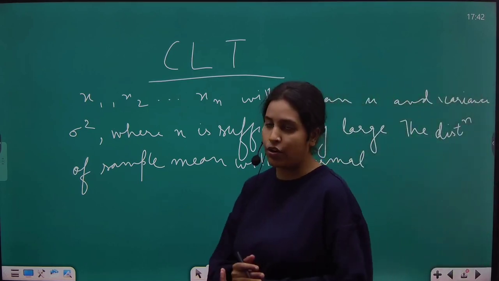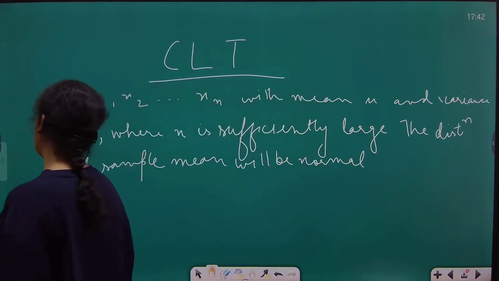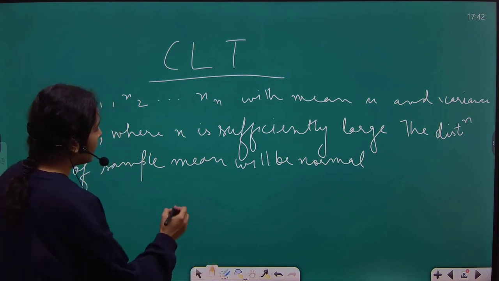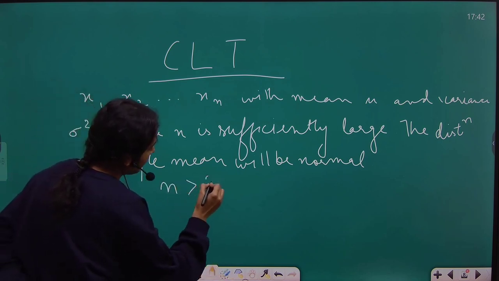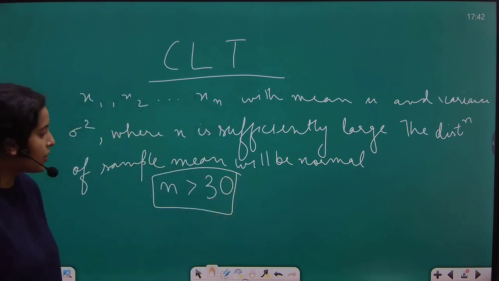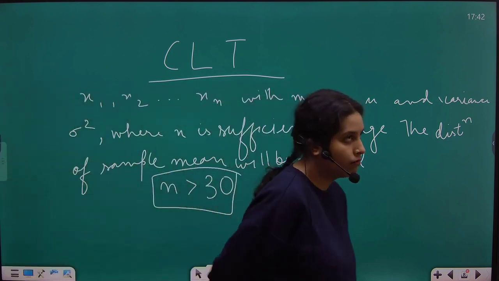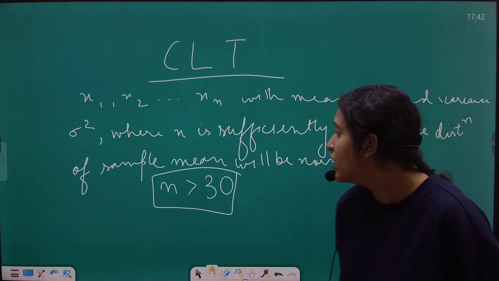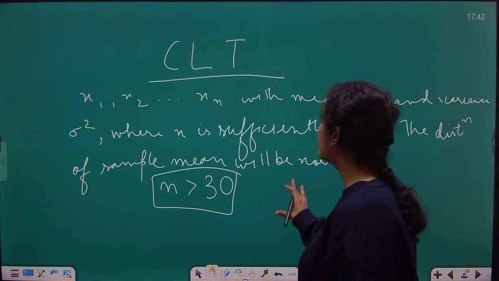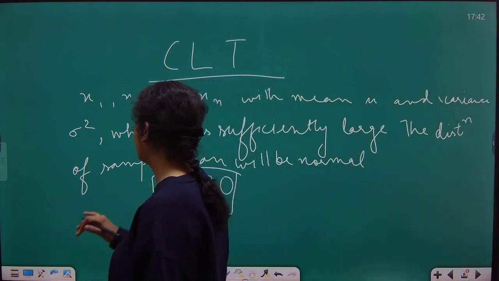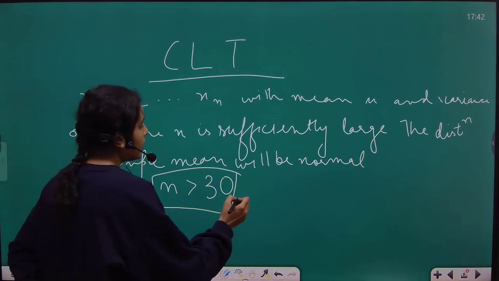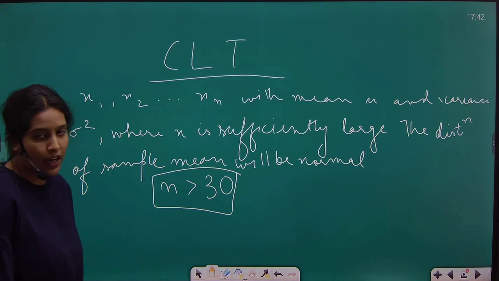So what is the bar for n? How large should n be so that we can say the sample mean distribution is normal? Generally, whenever n is greater than 30, we consider the sample to be large. And if n is 30, even if the population distribution is skewed, the mean distribution will be normal. And for this theorem to give a correct approximation, it is necessary that n is sufficiently large.